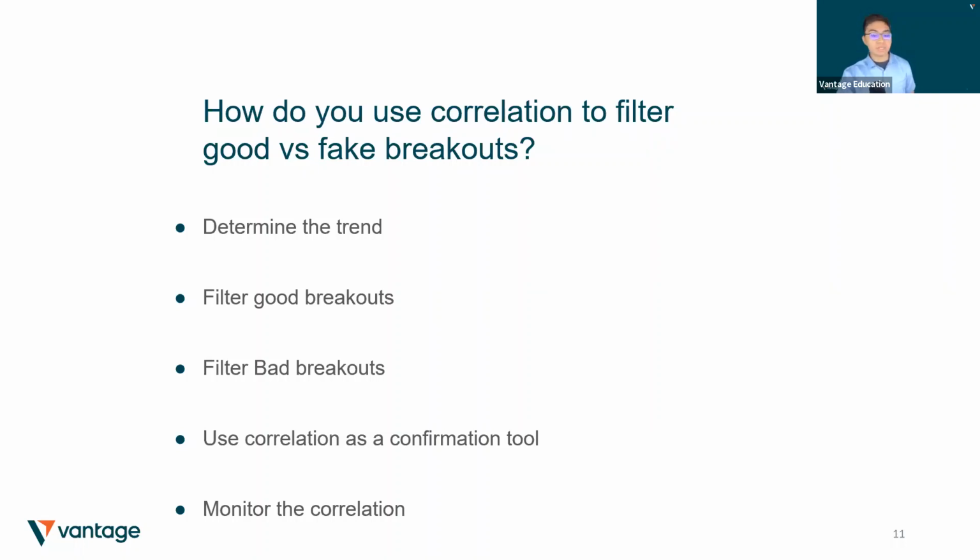So you can actually use correlation as a confirmation tool when making trading decisions. So if a trend in a correlated asset supports your trade, it can provide additional confidence in your decision. So it's also very, very important to monitor the correlation. The strength of the correlation between two assets can change over time. So it's important to regularly monitor the correlation coefficient to ensure it remains relevant to your trading strategy. So just an example.